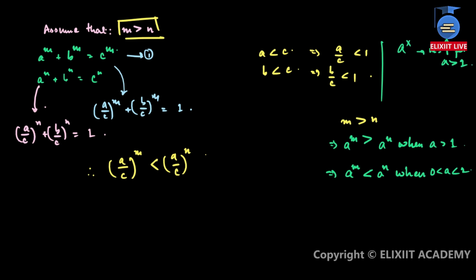We have seen the graph of this function as well in the functions chapter. a to the power x is a monotonically decreasing function when a is a proper fraction. So basically the orientation of this inequality will get changed by the definition of a monotonically decreasing function.